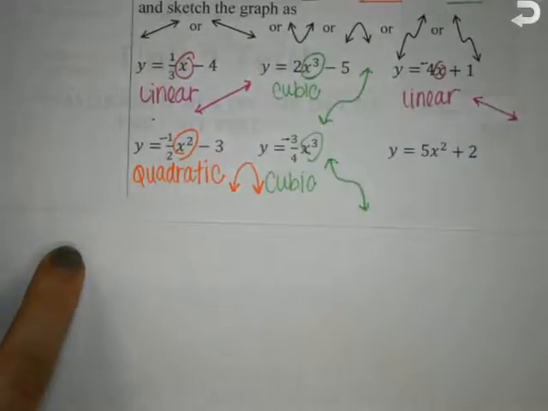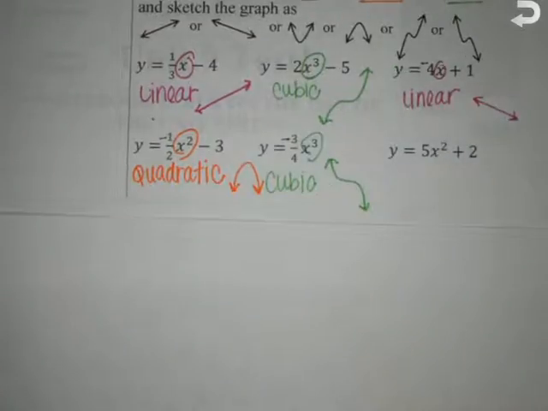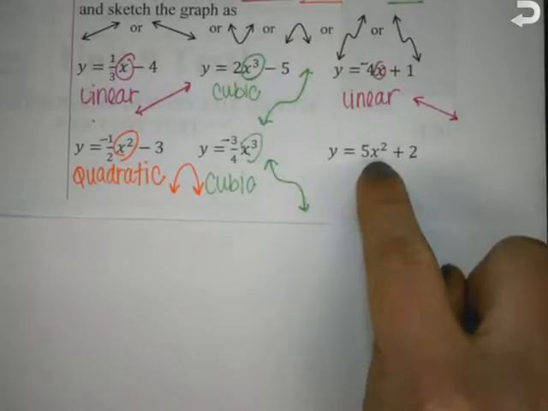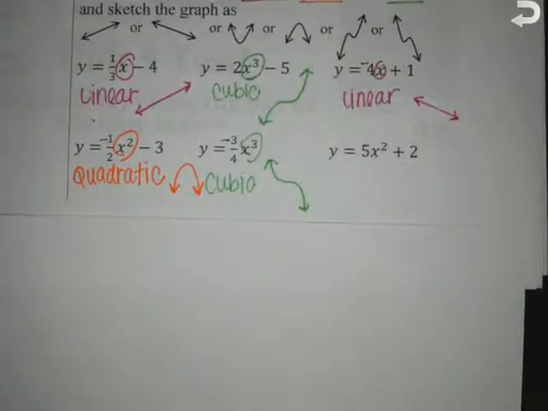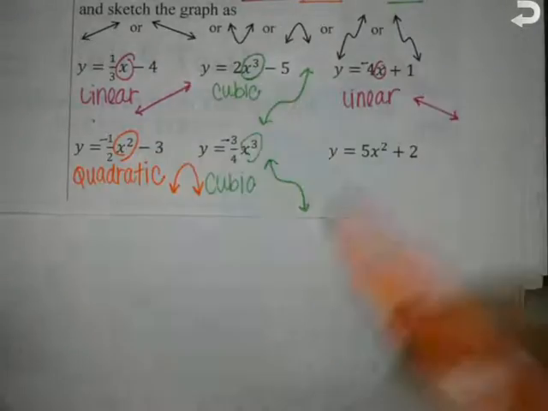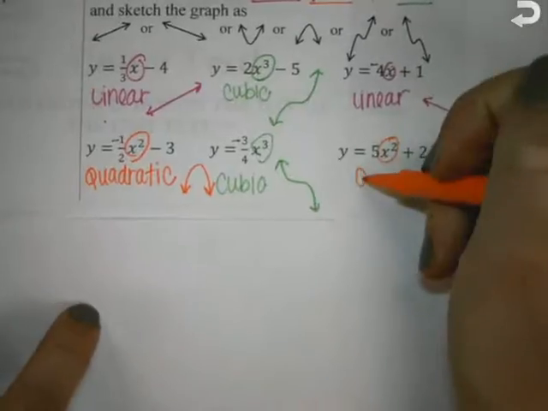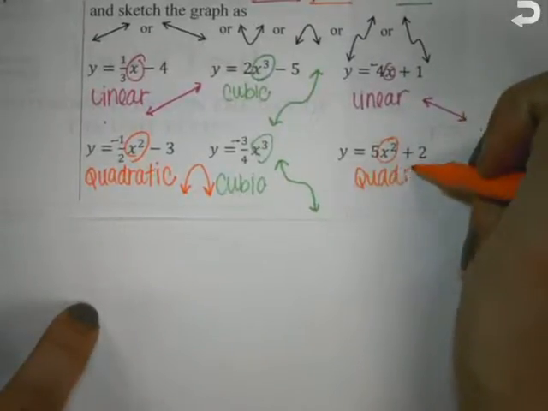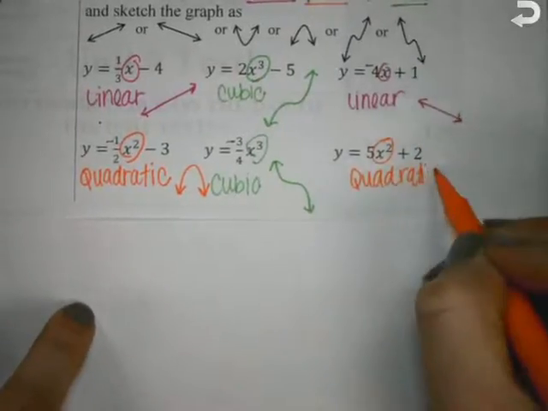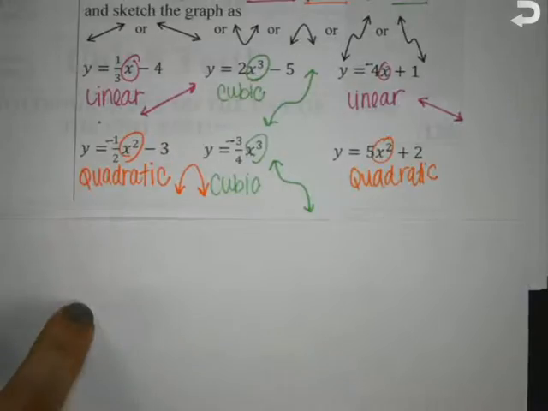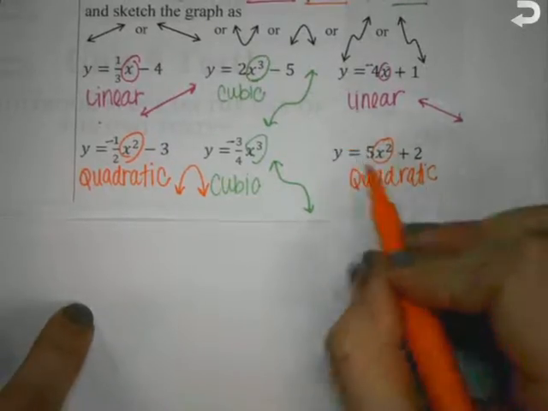Last one. y equals 5x squared plus 2. Quadratic, linear, or cubic? Quadratic. Very good. Positive or negative? Positive, so it's going up. Quadratic. And that's it.